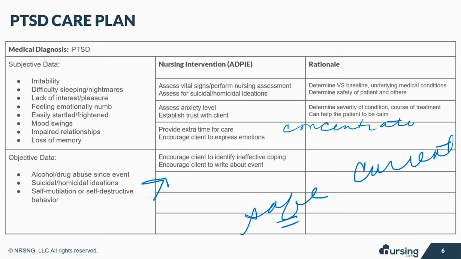Also, encourage the patient to write about the traumatic event, which helps you as the provider to better understand the nature of the client's condition and anticipate triggers that may cause symptoms. And it also allows the patient and the provider to review the evolution of the emotions toward the event.